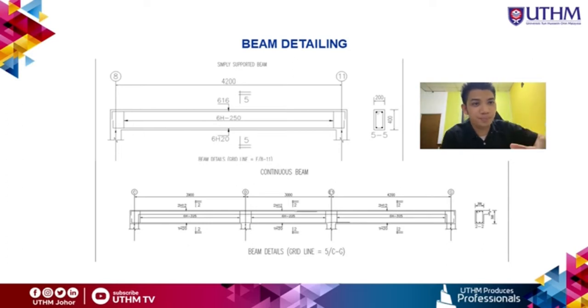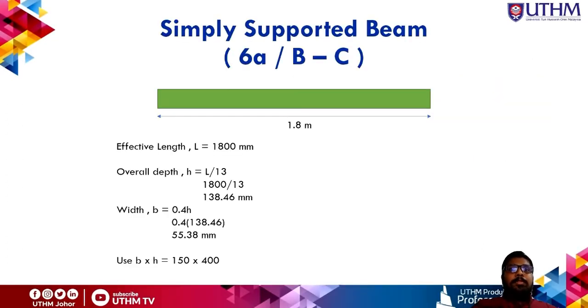Okay, thank you. Good morning. My name is Muhammad Kamil bin Abdul Rahim, matric number CF200175. Now I'm going to continue with the presentation for my part on the simply supported beam which I have chosen, which is 6A B to C. The effective length for this beam is 1800 mm, and after I calculated the overall depth and the width, I decided to use the size 150 times 400.